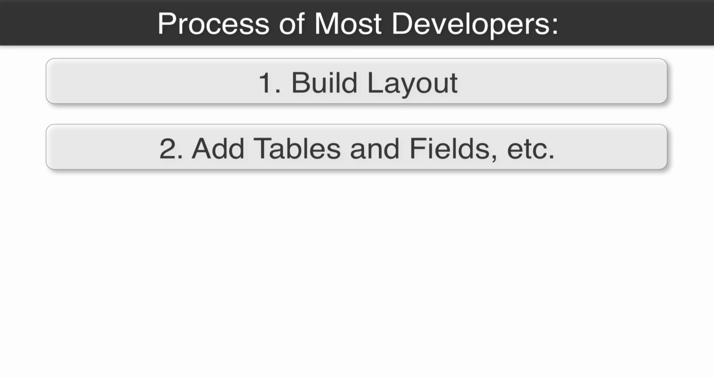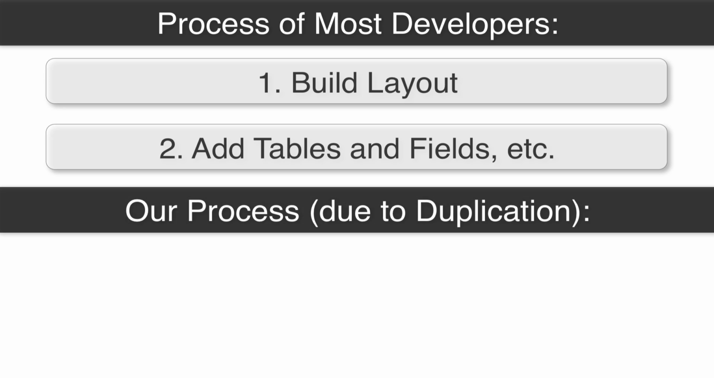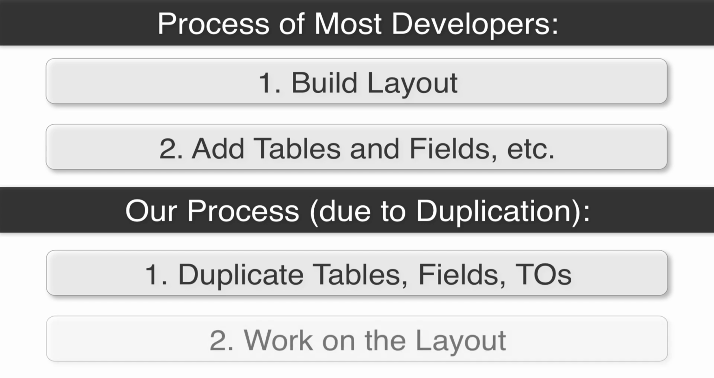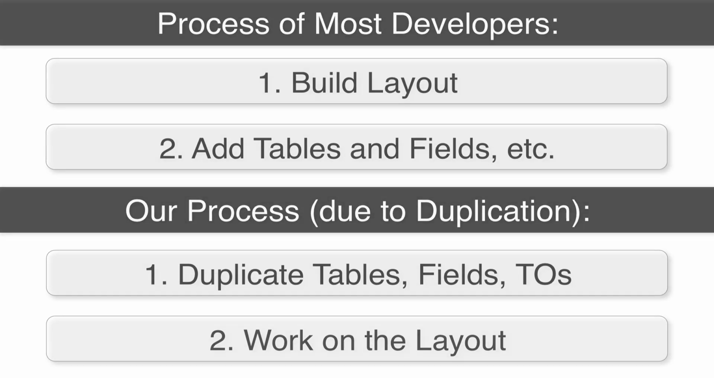Since we're duplicating an existing module, we're actually going to build things in what you would consider an intuitively backwards way. We're going to duplicate all the under-the-hood stuff that makes the estimates work, from the table to the fields to the table occurrences. And then one of the last things we do is work on the layout. I know this seems counterintuitive, but it's the most efficient way of duplicating a module in FileMaker.